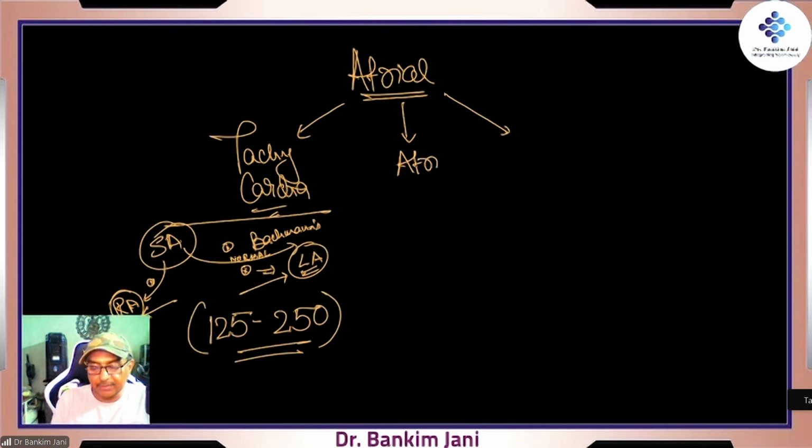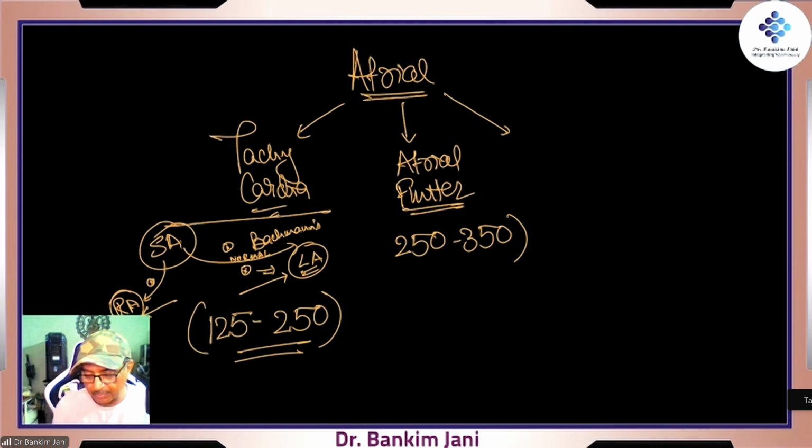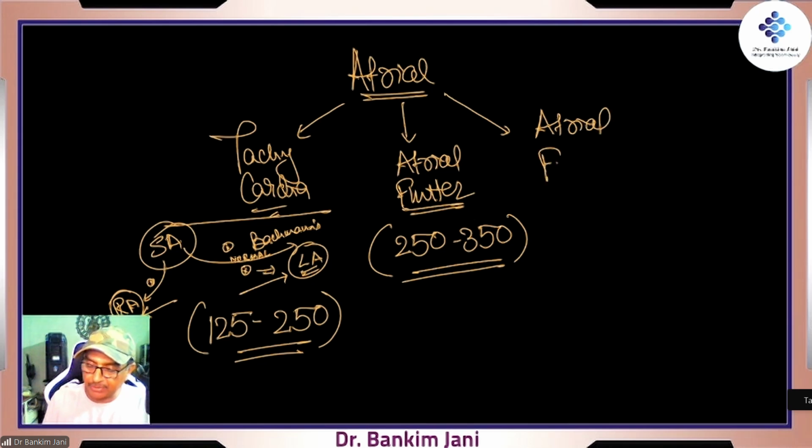This is the condition which we'll be discussing later in more detail. It is atrial flutter. Similarly, the ventricular system can also go wrong. But atrial flutter means the atria are contracting at 250 to 350. That is flutter. And then comes the most dangerous of all, fibrillation. Atrial fibrillation goes to more than 350.